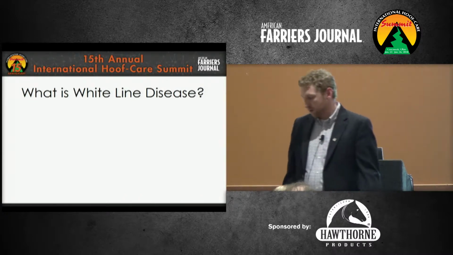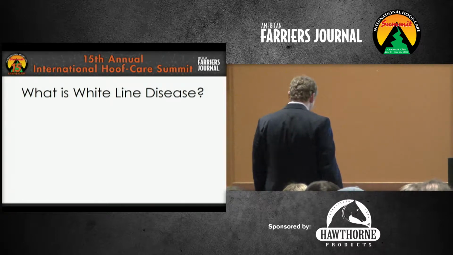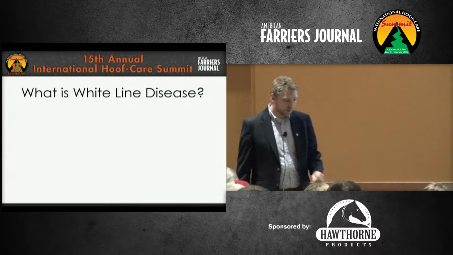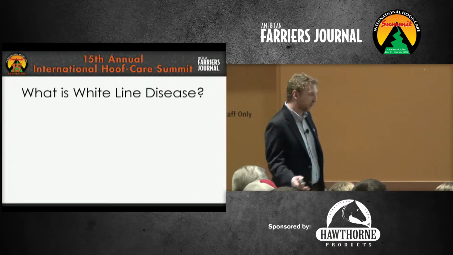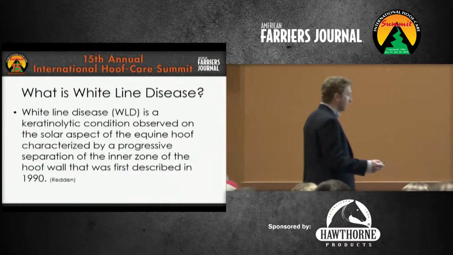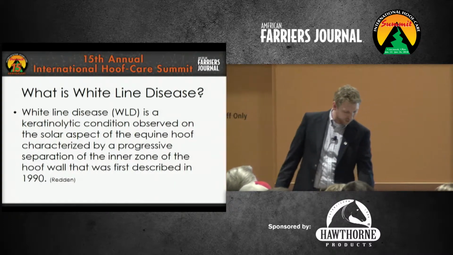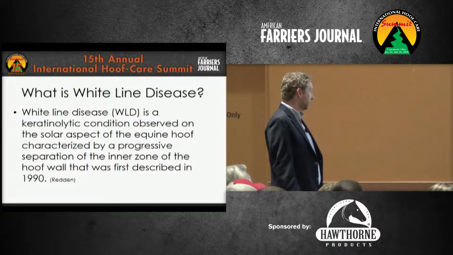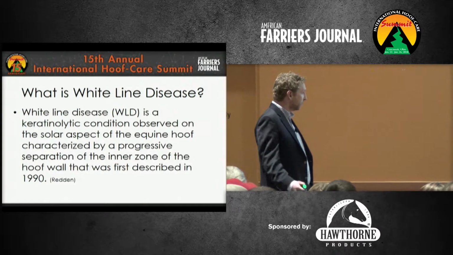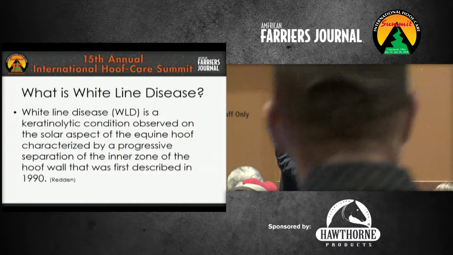Okay. All right. So Jimmy says it's a disease process of these opportunistic microbes that affect specifically the strata medium of the horse's hoof wall. I would say very specifically the non-pigmented strata medium. So when you go back, it was first defined by Dr. Redden in 1990. So white line disease is a keratinolytic condition observed in the solar aspect of the horse's hoof, characterized by a progressive separation between the inner zone of the hoof wall.